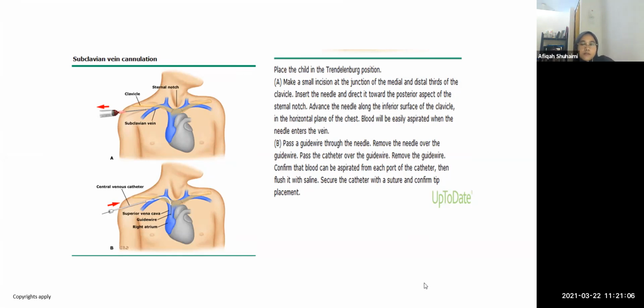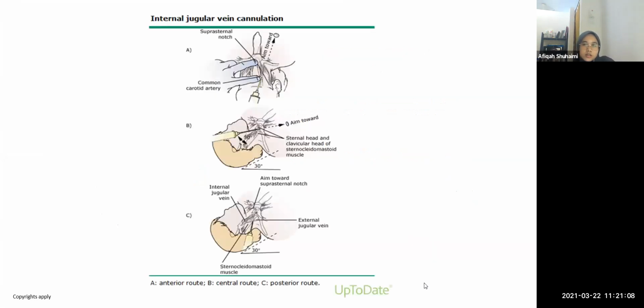Next is internal jugular vein insertion. There are a few routes, which are the anterior route, central route, and posterior route. Otherwise, the method is the same as with other insertion of central line.